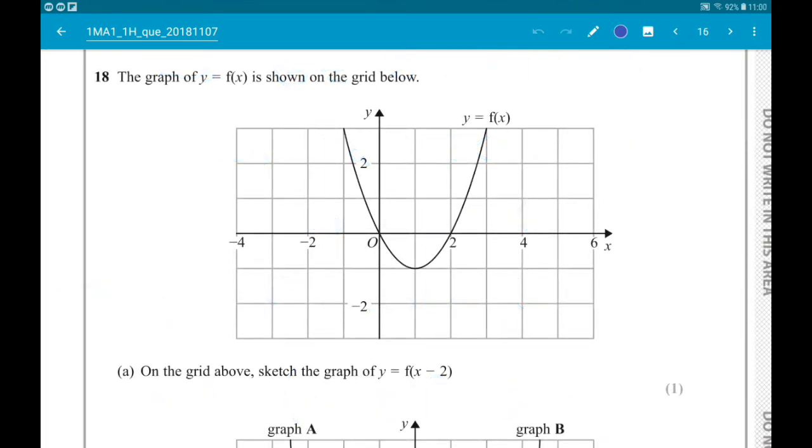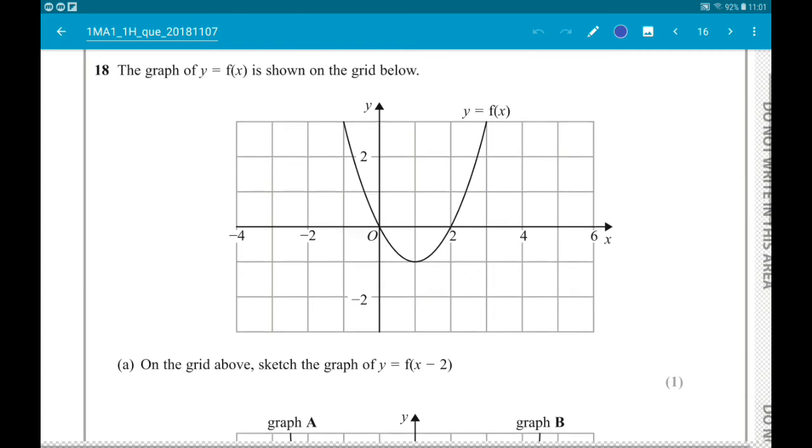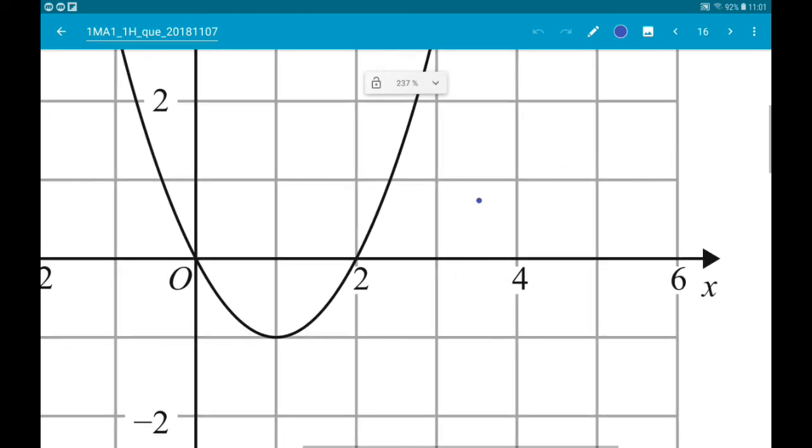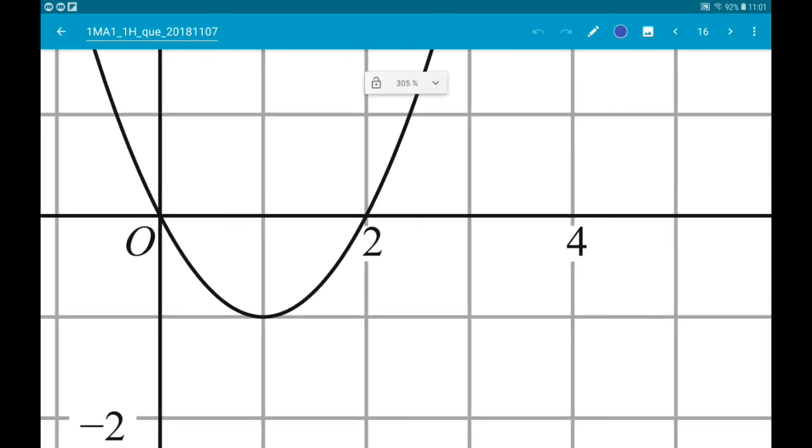Okay, number 18. The graph of y equals f of x is shown on the grid below. Part A, on the grid above, sketch the graph of y equals f of x minus 2. So, that is a translation 2 places to the right. So, every point just moves 2 places to the right.